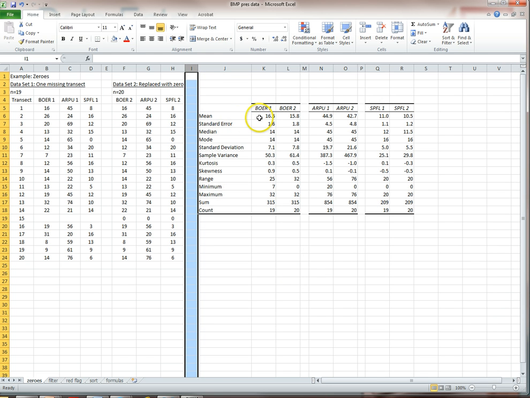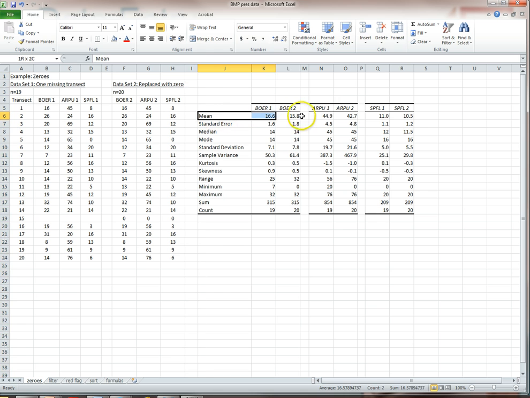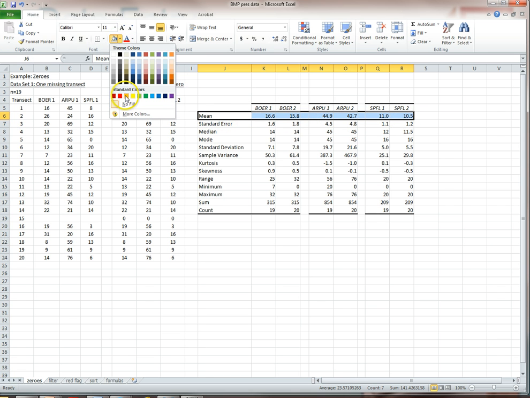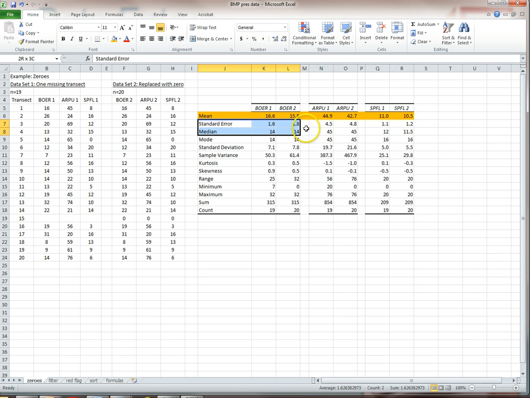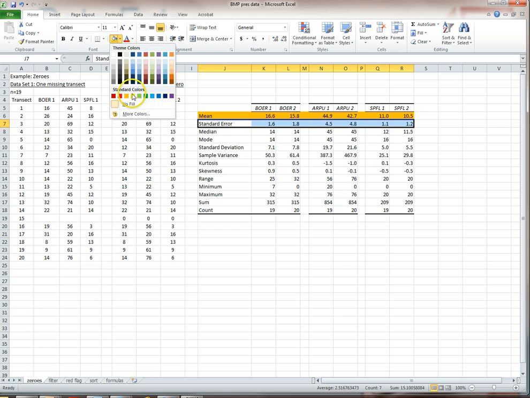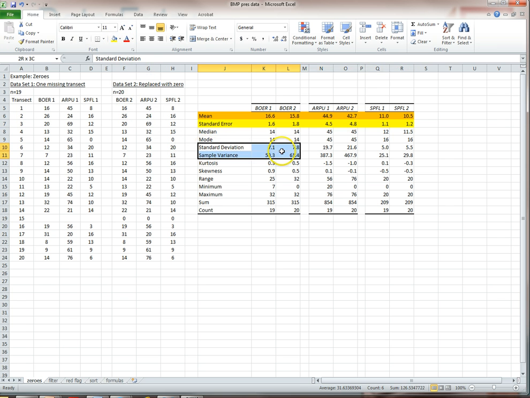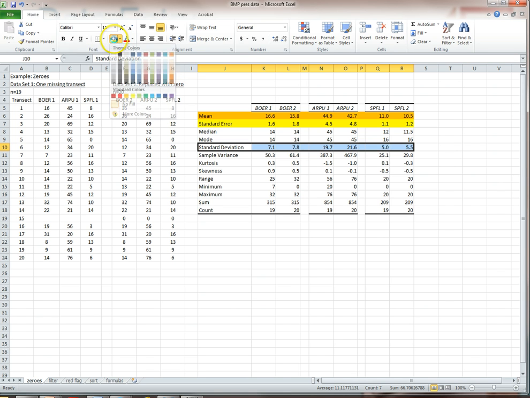And you can see that by comparing BOR1 to BOR2 and ARPU1 to ARPU2, the mean values change, as does the standard error. So our estimates of precision change as well. So the standard error and the standard deviation change.